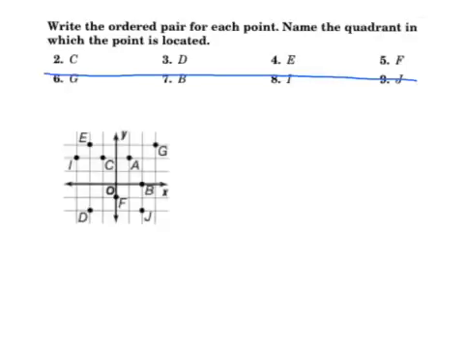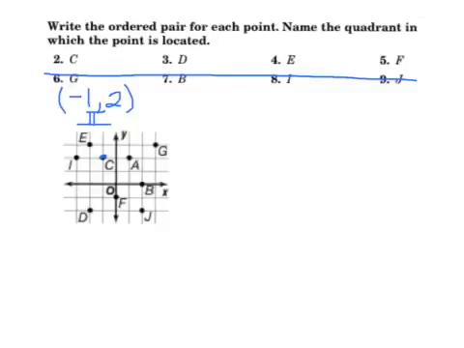So the first one is point C. Go down to your graph and find point C. It's right there. To name it, we start at the origin. I go to the left 1 and up 2. Left means negative, so that would be a negative 1, and up 2 would be a positive 2. And this one was in the second quadrant.